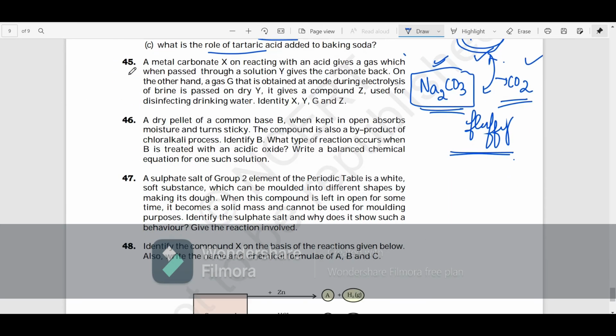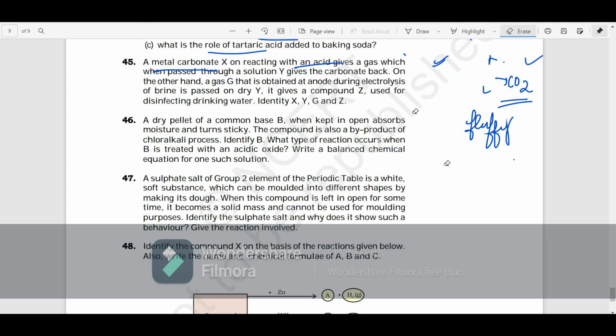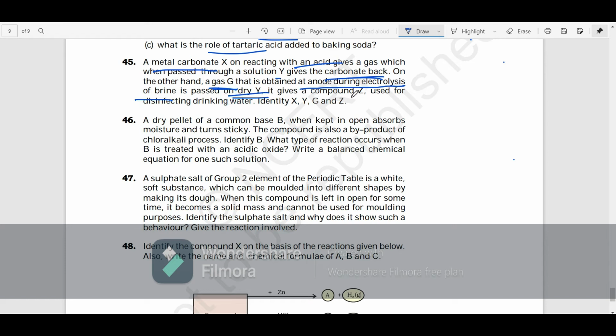Next, 45. A metal carbonate on reacting with an acid gives a gas which, when passed through a solution of Y, gives the carbonate back. On the other hand, gas G, which is obtained at the anode during electrolysis of brine, is passed on dry Y. It gives a compound Z, which is used for disinfecting drinking water.